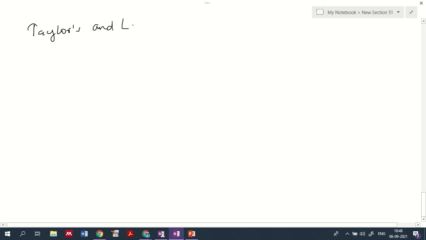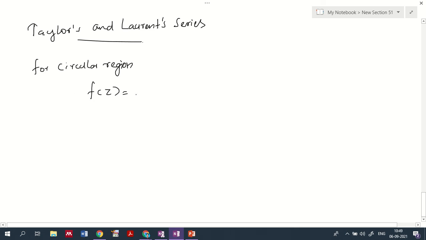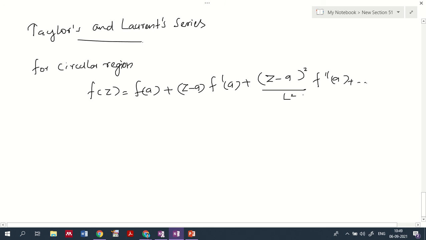Taylor's and Laurent's series. Okay. So for a circular region, Taylor series ആണ് പറയുന്നത്: f of z is equal to f of a plus z minus a f dash of a plus f dash of a z minus a square divided by factorial 2, etc.